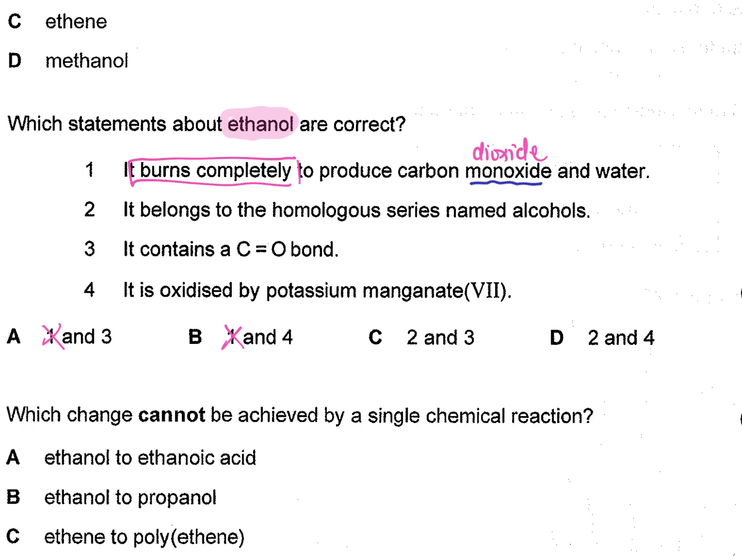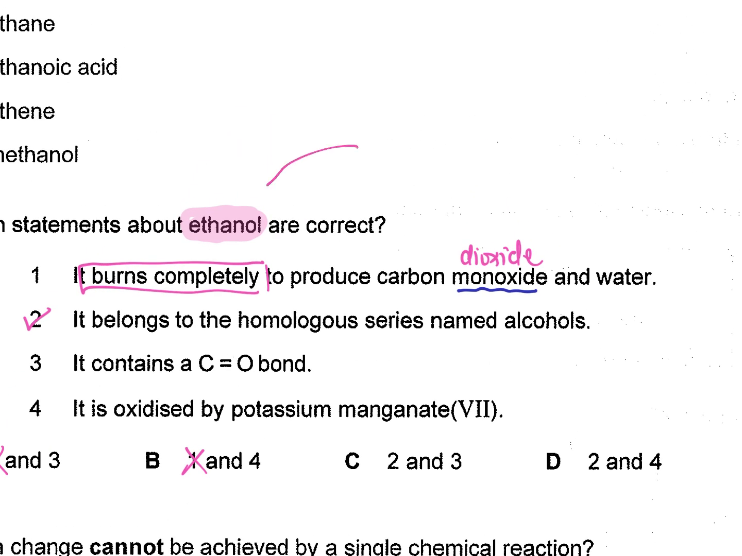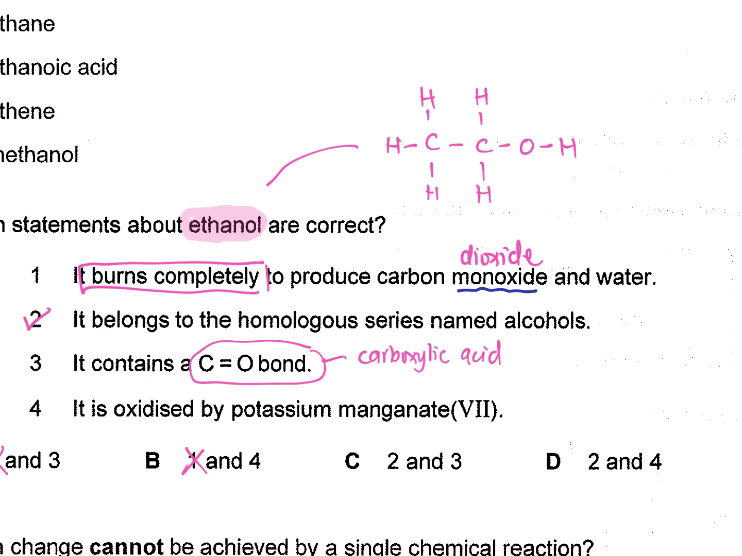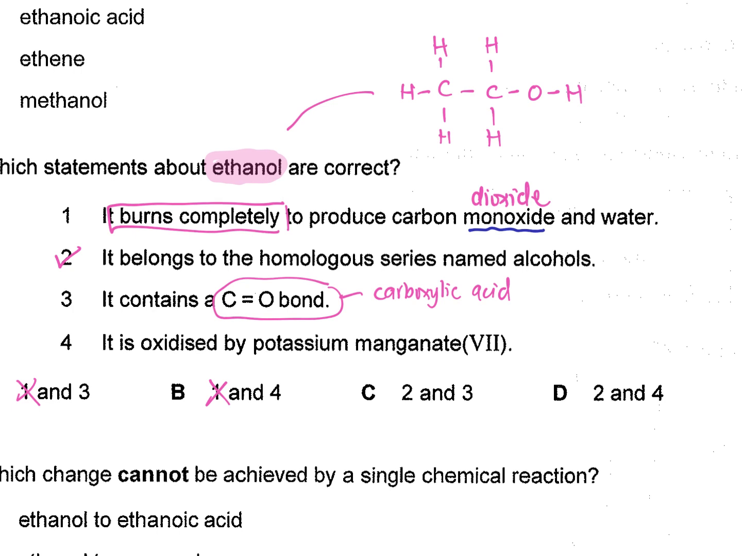It belongs to a homologous series called alcohol, yes, like what I mentioned earlier. It contains a C double bond O. So if you're not sure, what you can do is you draw out the molecule itself. Just draw out. Wherever you cannot understand, draw out. Got C double bond O? Don't have. This one belongs to your carboxylic acid. So it's not present here. So 3 is out. Okay, so if I cross out one more option, I cross out C. This is why your answer is D. So alcohol undergoes oxidation when you react it with your acidified potassium manganate 7. Okay?